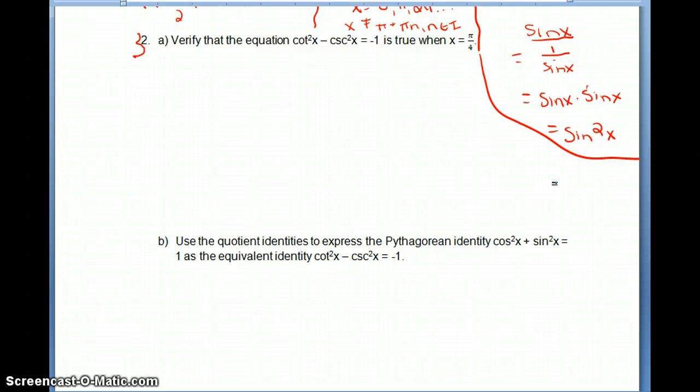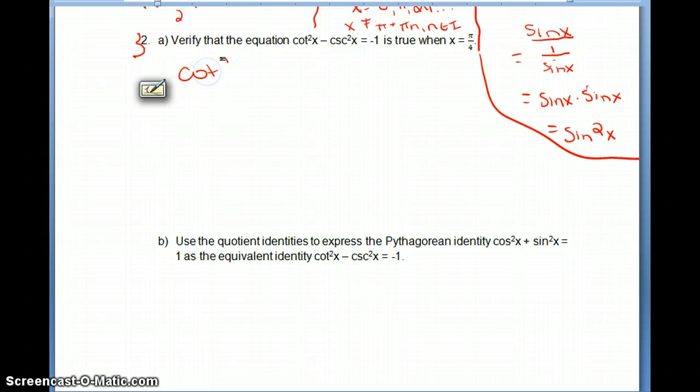Okay, so for 3a, we need to verify that the equation cotan squared x minus cosecant squared x is equal to -1. And we need to verify that it's true for x equal to pi over 4. So here we're just going to substitute values in.